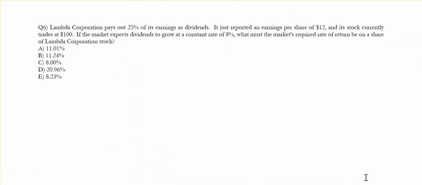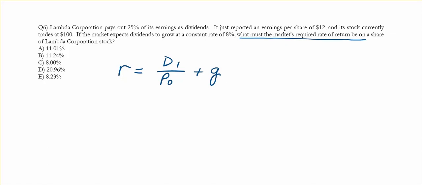Alright, now number 6 changes things up on us. Instead of asking for the price of the stock, we want to know what must the market's required rate of return be. Now, we rearranged the constant growth formula to be this, to solve for R. The discount rate, again, the word for discount rate when we talk about stocks can be market's required rate of return.